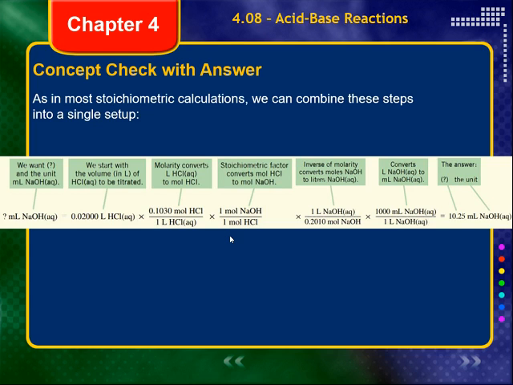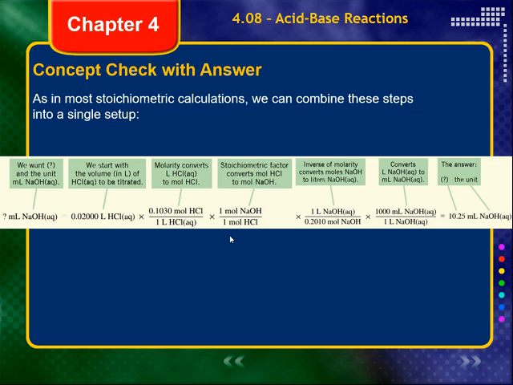Okay, we start with the volume, and again, it's in liters because that's what we're given of the HCl to be titrated. We're then going to use molarity to convert the liters of HCl to moles of HCl. Because again, if I'm going to switch from talking about HCl to NaOH, I have to have a mole to mole ratio. If I'm going to have a mole to mole ratio, I need to be in moles. So once I get into moles of HCl, then I can use my mole to mole ratio. In this particular example, that is a 1-to-1.